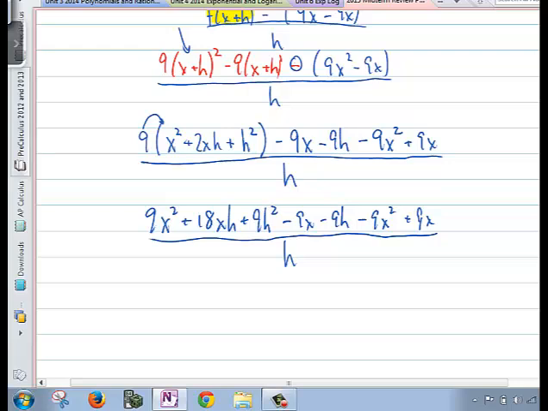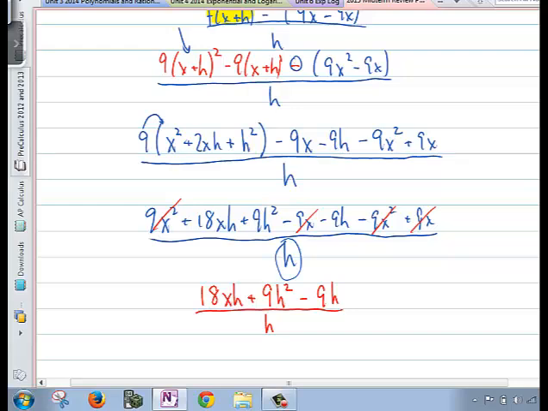If you did this correctly, you should notice that quite a few terms cancel out, and we should be able to get the h to cancel out of the denominator. So let's see what happens. We have the 9x squareds cancel. We have the 9x's cancel. And we write up what's remaining. We have 18xh plus 9h squared minus 9h, all over h.